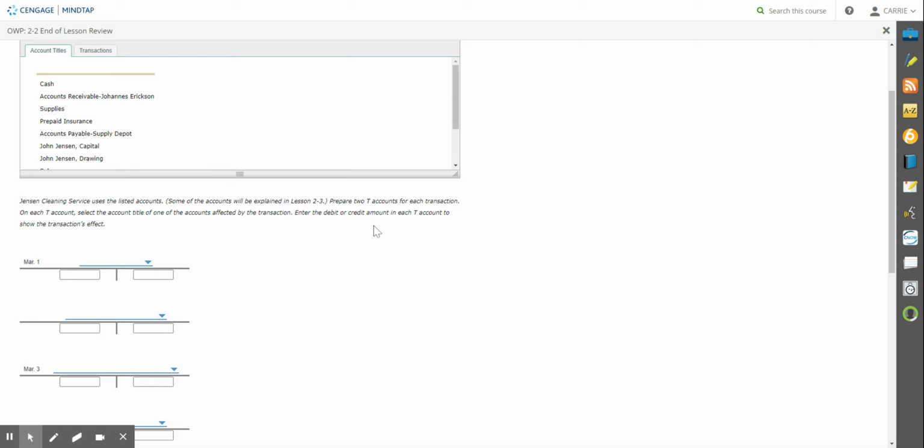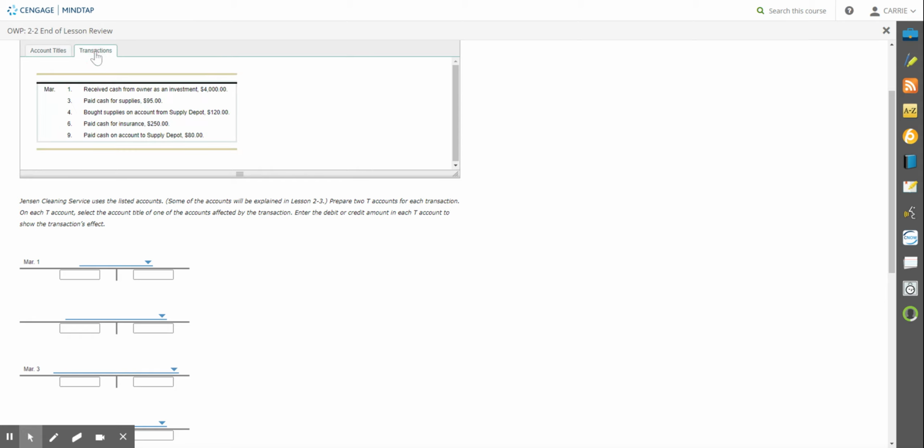On each T account, we're going to select the account title of one of the accounts affected by the transaction, either the debit or credit amount, and each T account should show the transaction's effect. So to be completely accurate, the debit should always go first. So let's see what we're doing.